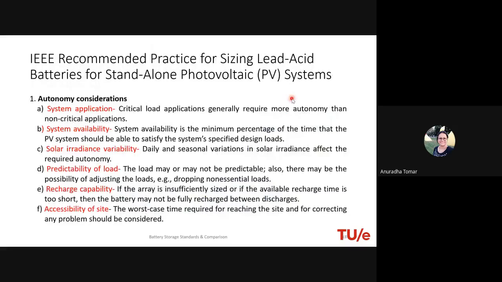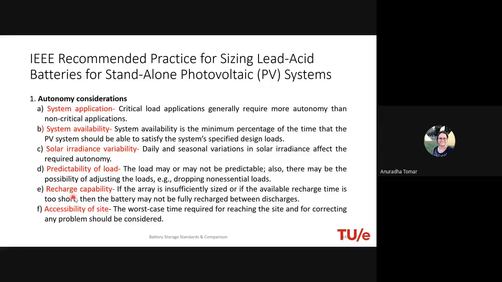So these are the different autonomy considerations, like what kind of dependencies are there. The solar irradiance variability is there, and system availability, that is, what would be the minimum number of hours for which a photovoltaic system would be available for that particular location. And what is the predictability of the load, what is the dependency of the load, or what is the accuracy of that predictability of the load. Such kind of parameters come here.